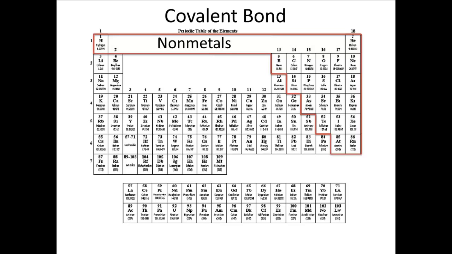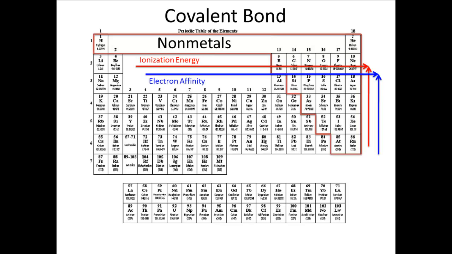Remember that the nonmetals occur to the right and the top of the table, plus hydrogen, which is usually on the left of the table. This means that the atoms have high ionization energies and high electron affinities, except for the noble gases, which have low electron affinities. When two nonmetals form a bond, neither one gives up an electron easily, and both release a significant amount of energy when an electron is added.